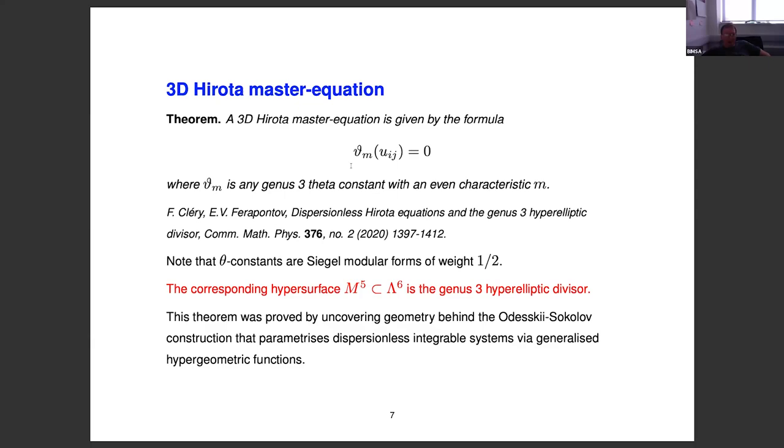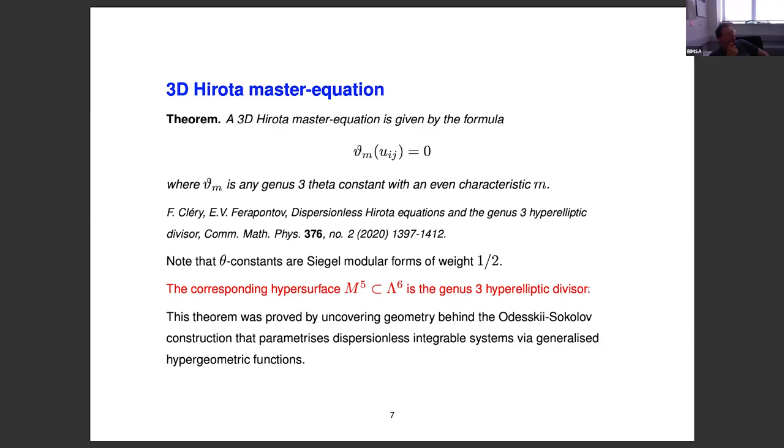So it's well known that this equation, theta constant applied to a symmetric matrix equals zero, defines a hypersurface in the Siegel upper half space, which is known as the genus three hyperelliptic divisor. So what this means, in a few words. Let's take a genus three algebraic curve, right? Then it has a period matrix, which is a 3x3 symmetric matrix. Strictly speaking, it's complex valued with a negative definite imaginary part, but okay, doesn't matter.